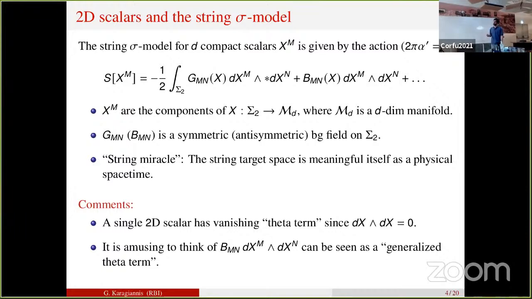And just to make two very fast comments here. Simply because of the fact that d(dX) vanishes identically, we can see that a single two-dimensional scalar has a vanishing theta term. And I call it a theta term because in electromagnetism, the theta term is just theta dA ∧ dA. So two-dimensional scalars do not have theta terms. I mean, a single one, but it's amusing to think of this term here, which I write here, as a generalized term that mixes the scalar fields.